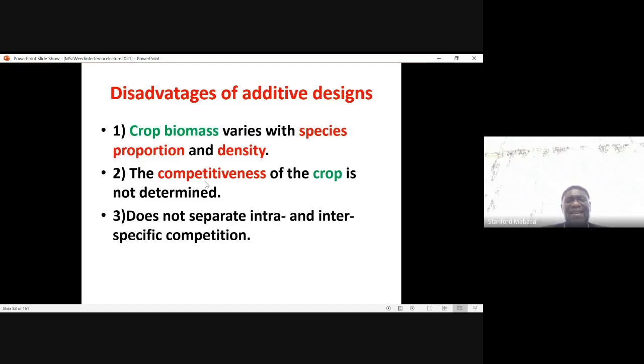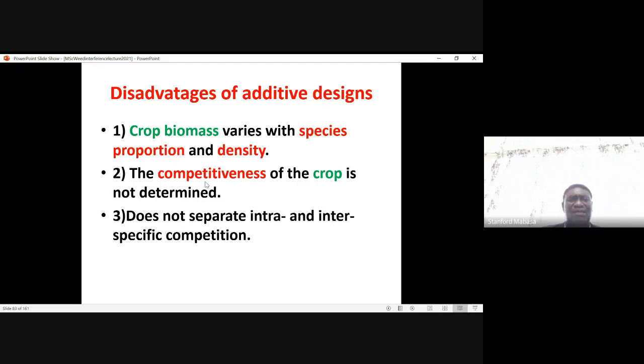Proportion and density, because proportion and density both influence crop biomass. So in statistics, this becomes a problem.